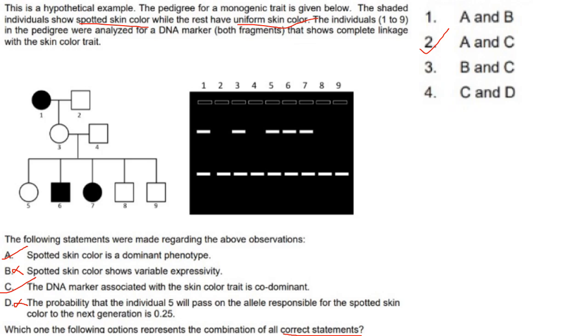The probability that individual 5 will pass on the allele responsible for the spotted skin color to the next generation is 0.25. Now 5 is heterozygous, having 2 bands, that is, the diseased band and also the non-diseased band. So 50% of the gametes will carry the normal allele and 50% will carry the diseased allele. So it will pass on to the next generation with probability not 0.25, but 0.5. So D is also incorrect. So the answer here is A and C only. Answer is option 2.